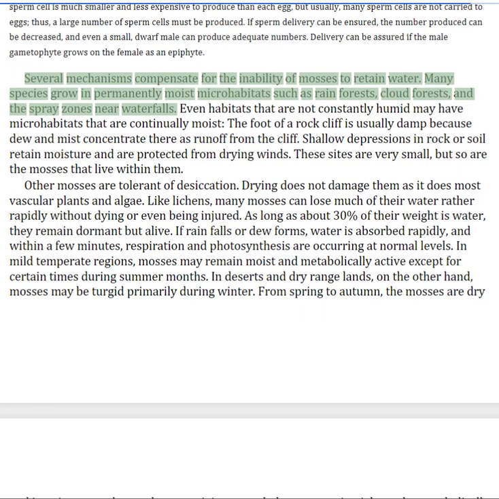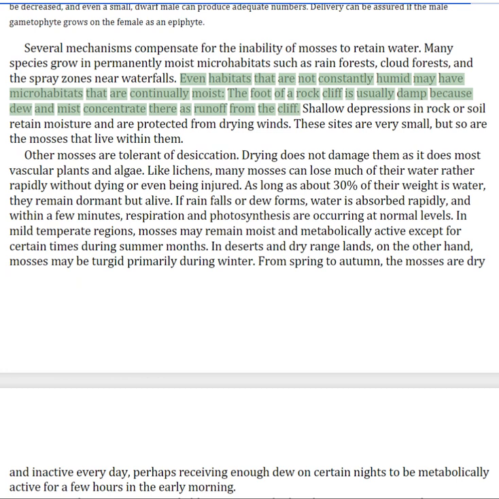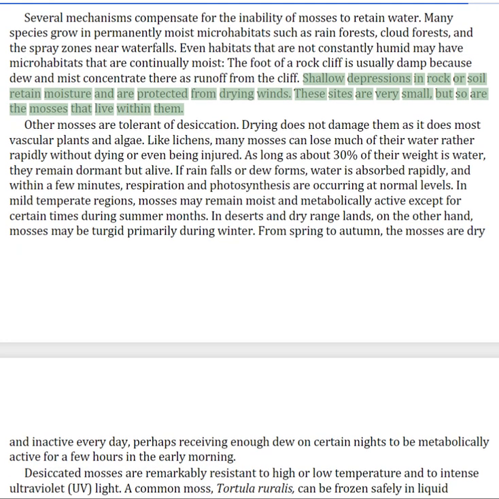Several mechanisms compensate for the inability of mosses to retain water. Many species grow in permanently moist microhabitats such as rain forests, cloud forests, and the spray zones near waterfalls. Even habitats that are not constantly humid may have microhabitats that are continually moist. The foot of a rock cliff is usually damp because dew and mist concentrate there as runoff from the cliff. Shallow depressions in rock or soil retain moisture and are protected from drying winds. These sites are very small, but so are the mosses that live within them.